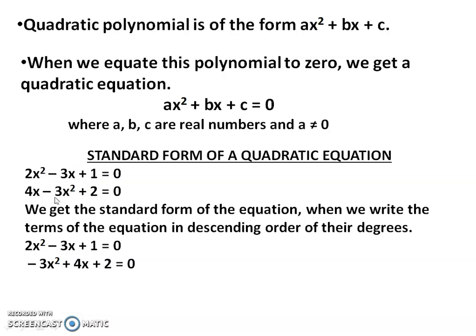So how will you convert this equation to its standard form? It is minus 3x square will be the first term, plus 4x will be the second term, plus 2 will be the third term. So how will you write the standard form of a quadratic equation? Negative 3x square plus 4x plus 2 equal to 0. Once again, when we write the terms of the equation in descending order of their degrees, we get the standard form of the equation.